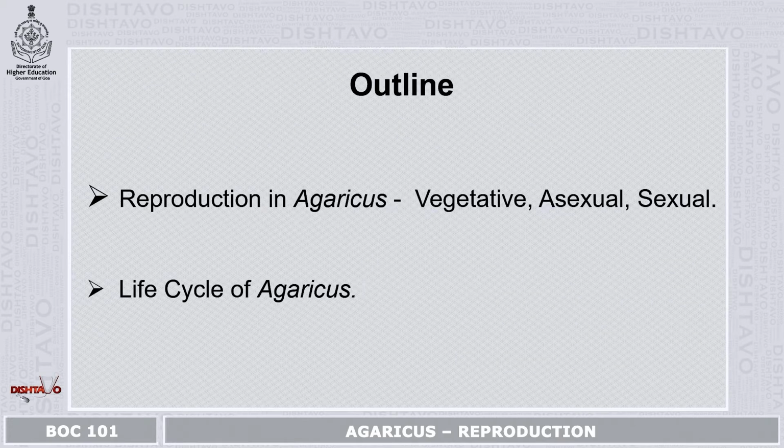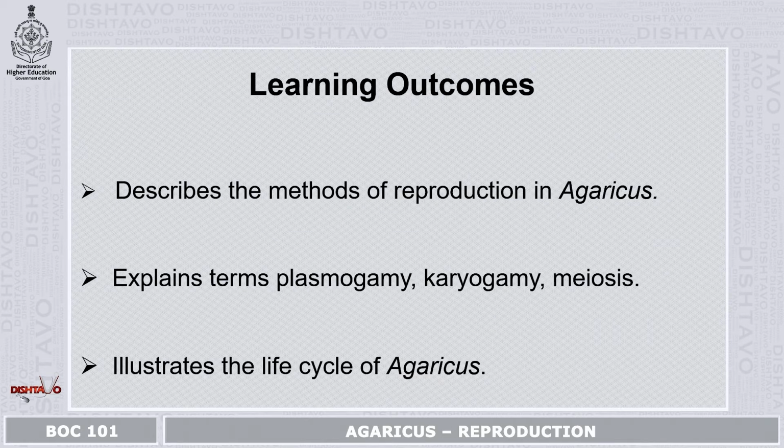The outline of the module: reproduction in Agaricus and the life cycle of Agaricus. The learning outcomes: once the student completes this module, the student will describe the method of reproduction in Agaricus, explain the terms plasmogamy, karyogamy, meiosis, and finally illustrate the life cycle of Agaricus.